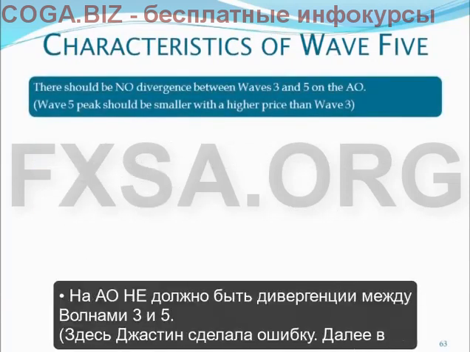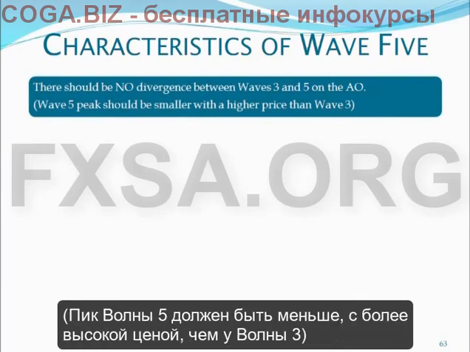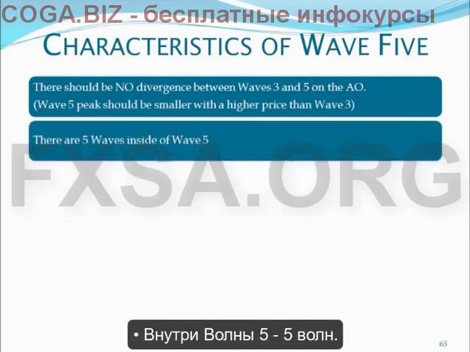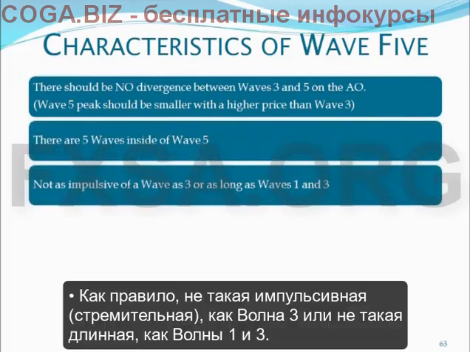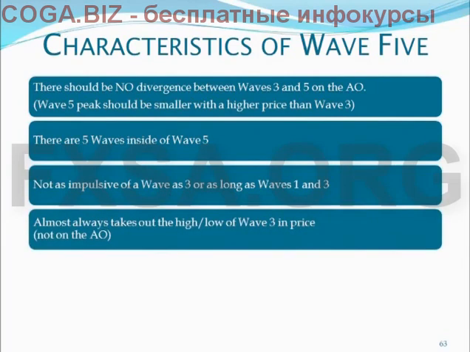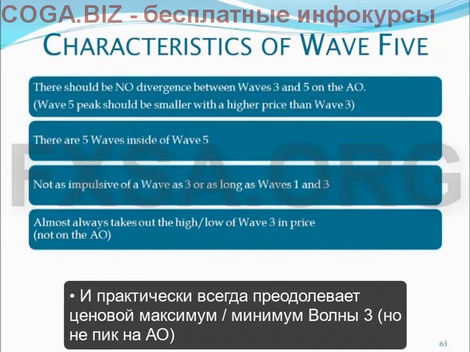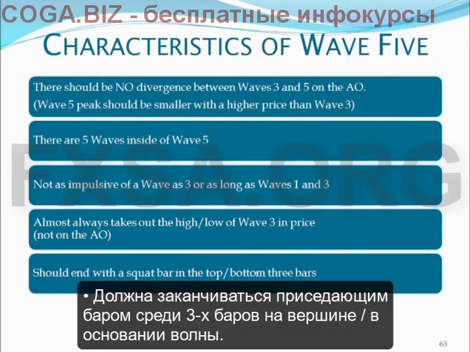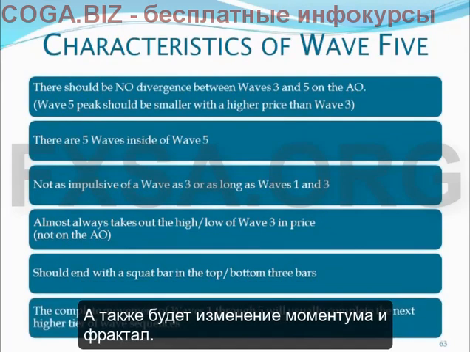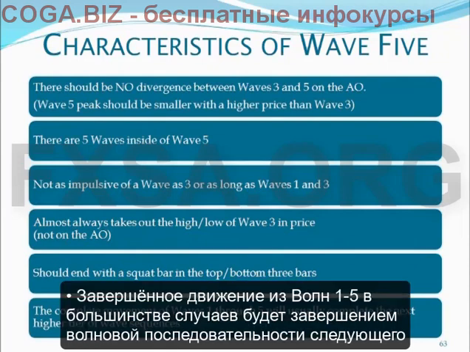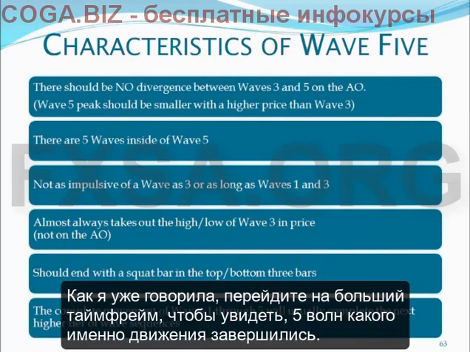Characteristics of wave 5. There should be no divergence between waves 3 and 5 on the AO. Wave 5 peak should be smaller with a higher price than the wave 3 peak. There are 5 waves inside of wave 5. It's not as impulsive a wave as wave 3 or as long as waves 1 and 3 typically, and almost always takes out the higher low of wave 3 in price, but not on the AO. It should end with a squat bar in the top or bottom 3 bars, as well as a change in momentum and a fractal. And the complete movement of waves 1 through 5 will usually complete the next higher tier of wave sequences. So as I mentioned, look at that larger time frame and see what we have completed 5 waves of.